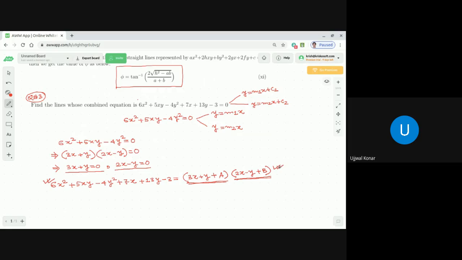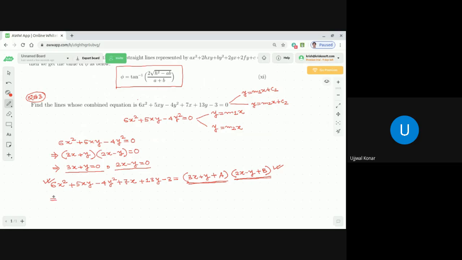So the coefficient of x square in the left hand side should be equal to the coefficient of x square in the right hand side. Coefficient of xy in the left hand side should be equal to the coefficient of xy in the right hand side. Coefficient of y square in the left hand side should be equal to the coefficient of y square in the right hand side. Similarly, coefficient of x in the left hand side should be equal to the coefficient of x in the right hand side. Coefficient of y in the left hand side should be equal to the coefficient of y in the right hand side. And the constant term in the left hand side should be equal to the constant term in the right hand side. Now, if you compare this, you will find, dear students, I'm not spending time on that.